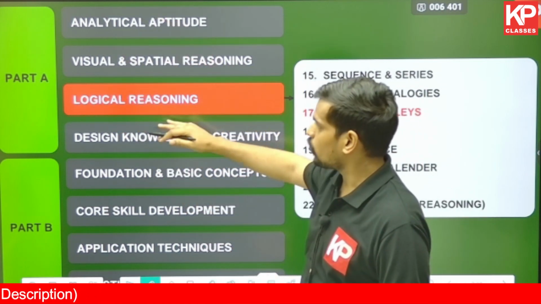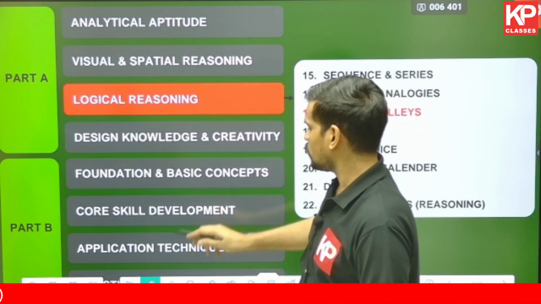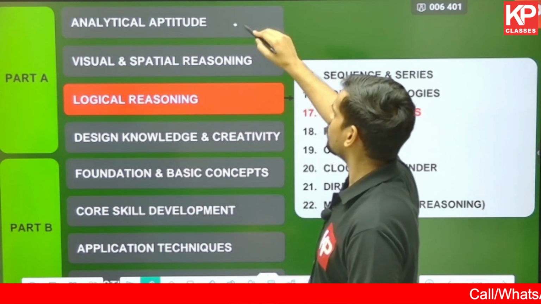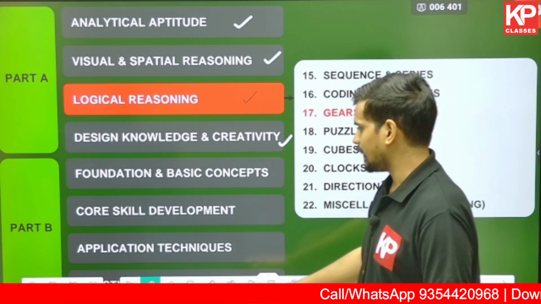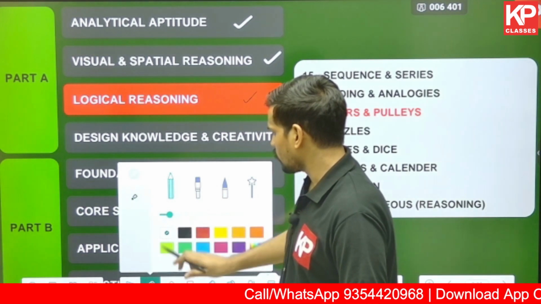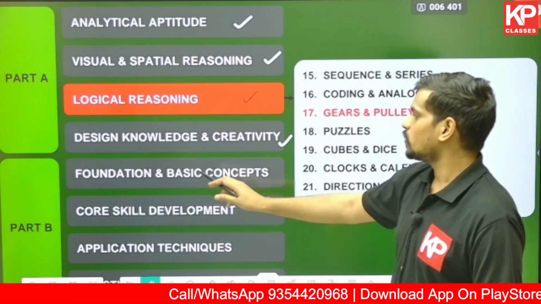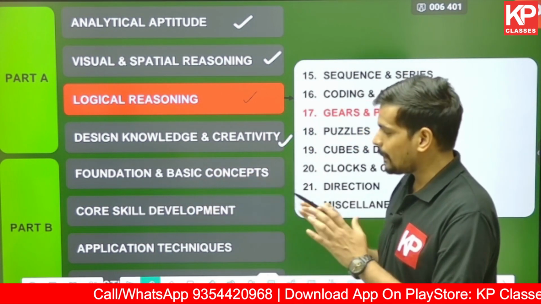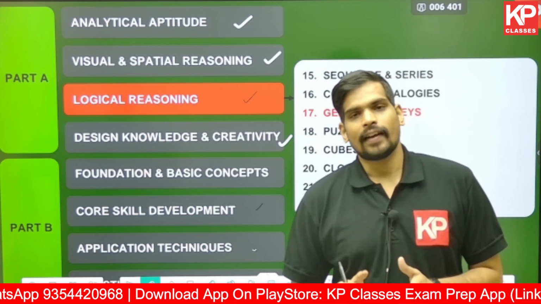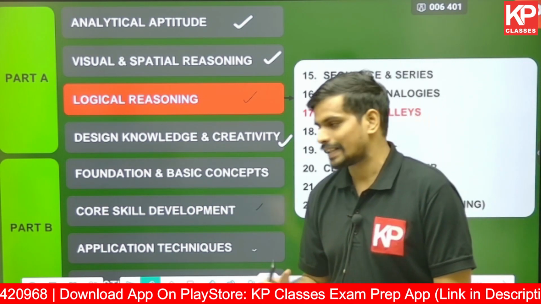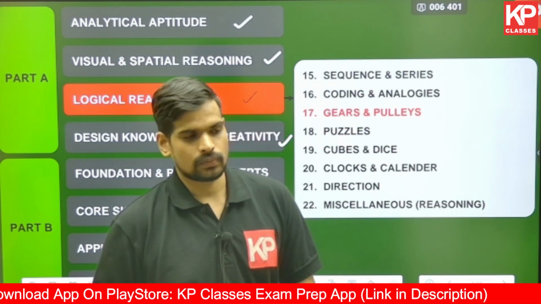In Part A, we have four modules which include analytical aptitude, visual and spatial reasoning, logical reasoning, and then the design knowledge and creativity. Similarly, there are four modules even in Part B, which includes the foundation and basic concepts, core skill development, application techniques, and finally question solving skills. So there are four parts in Part B as well.